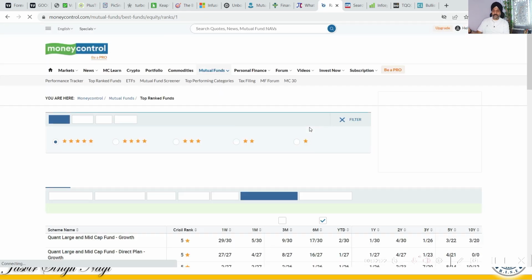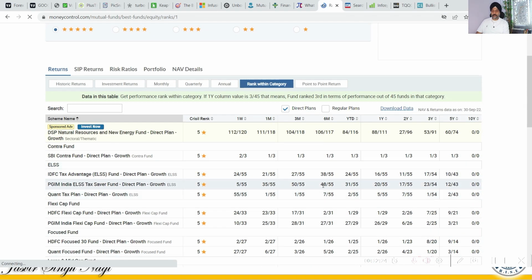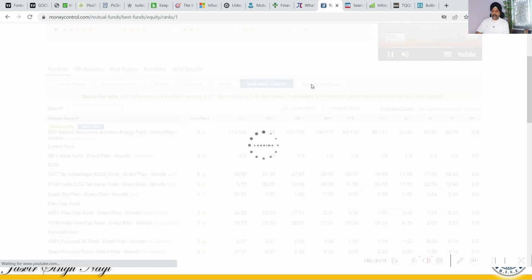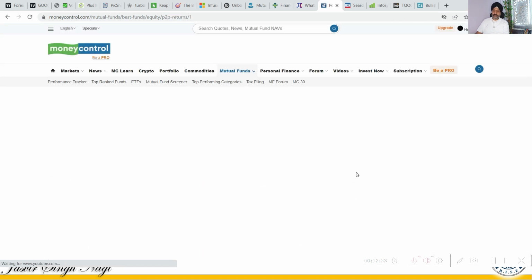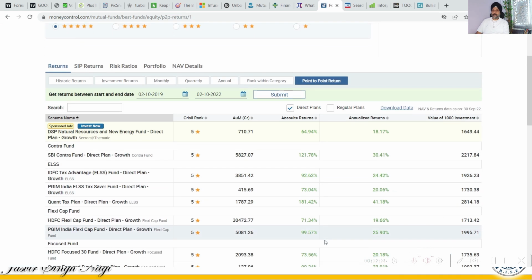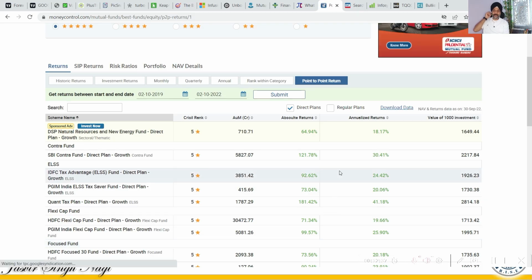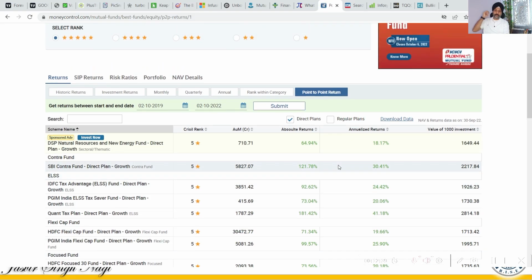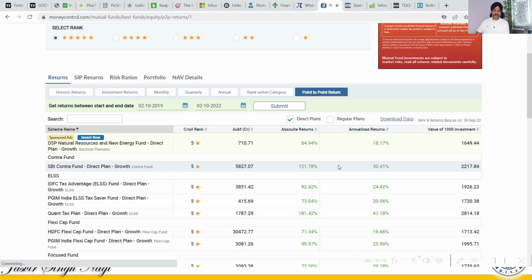Then there's a criteria of finding rank within category. So how does it rank amongst its 55 peers and so on. So that's another criteria that can be picked from. And then point to point return. Now what does this mean? This means that against the similar funds in the industry, from a point A to point B, how much was it coming about?